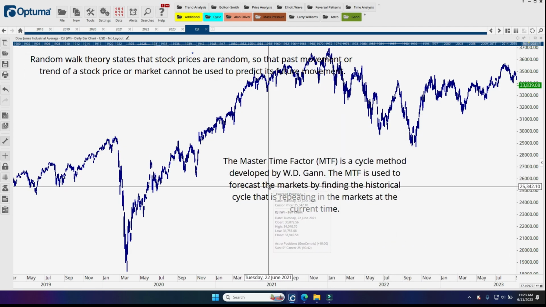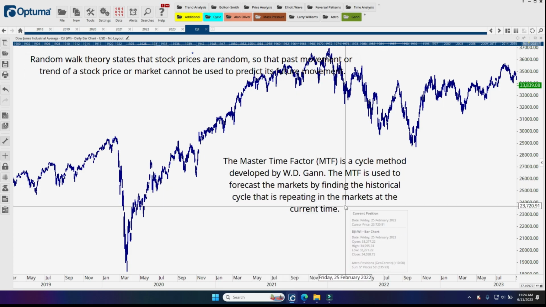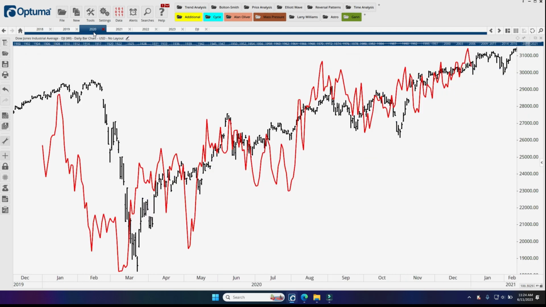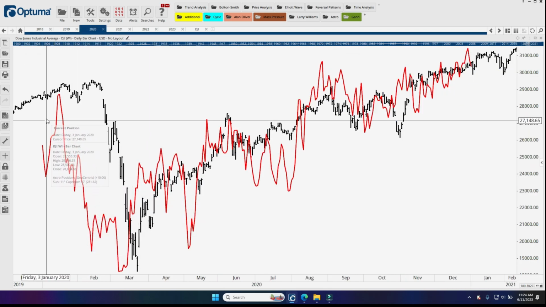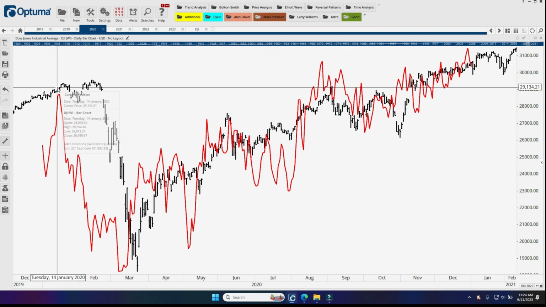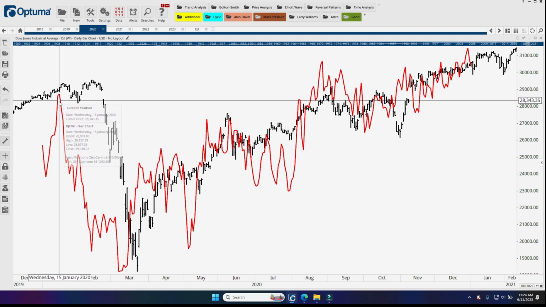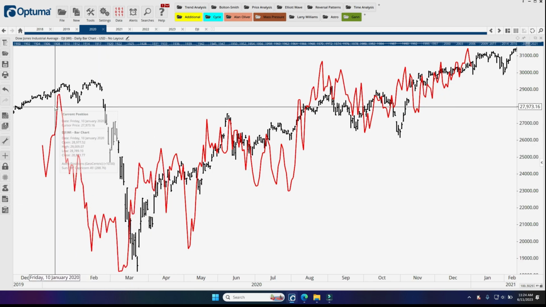And it is used to forecast the markets by finding the historical cycles that are repeating in the markets at the current time. All right, 2020. What did 2020 have in store? Well, basically a short rally up at the start of the year. Let's say, for example, you followed this to the T. You would have sold out in January. You would have been expecting a huge decline in prices.